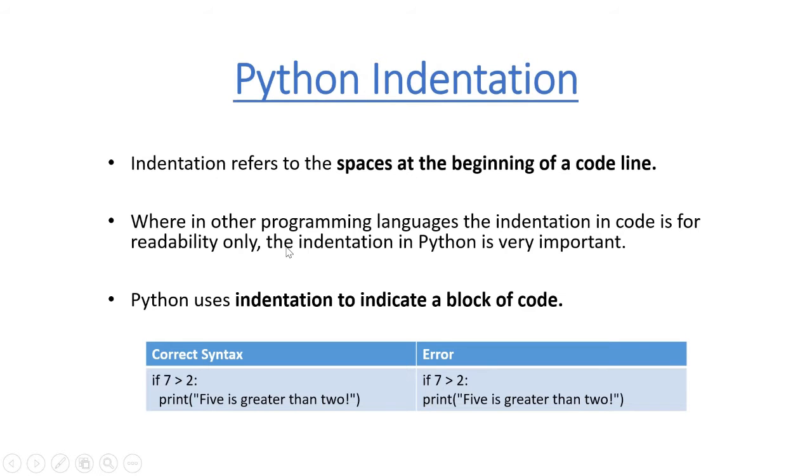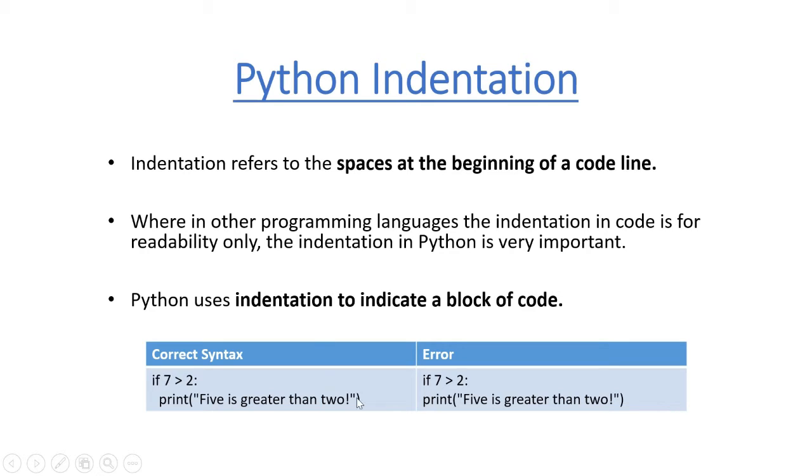So this is our second topic, that is Python indentation. See, indentation refers to the spaces at the beginning of a code line. Now indentation plays a very important role in the Python programming language. In other programming languages, the indentation in the code is just for readability. But the indentation in Python is very important. It is used to indicate a block of code.